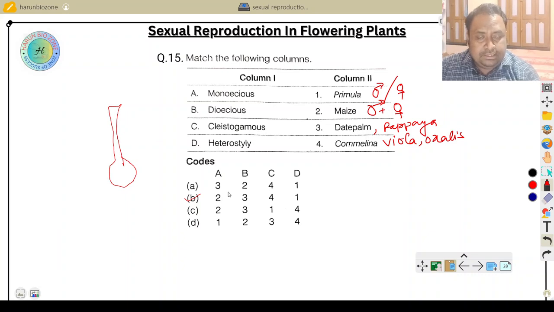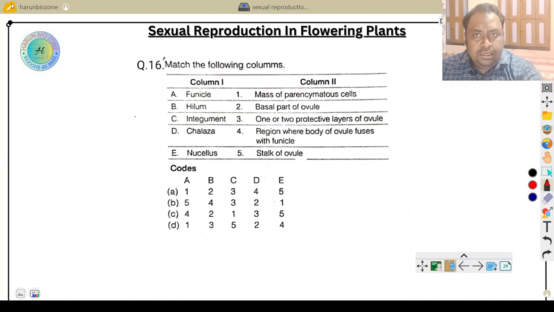Two is the correct answer. Match the following columns: funicle, hilum, integument, chalaza, and nucellus. Okay, so here the right answer is B. How?